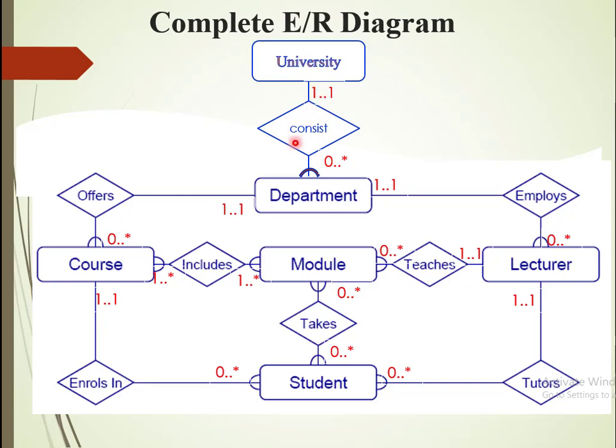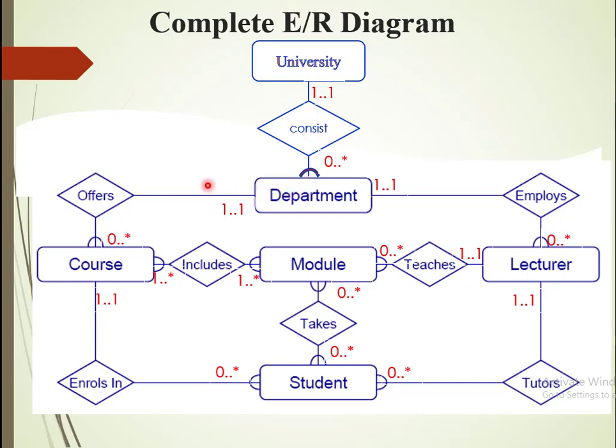A university consists of 0 departments, 1 department, or many departments. So we have populated this side. We need to populate the upper side. For us to populate this upper side, we begin from the department side. A department exists within one university. For a department to exist, there must be a university, and a department only belongs to a specific university. So that's why we can see 1, 1. A department exists within one and only one university.